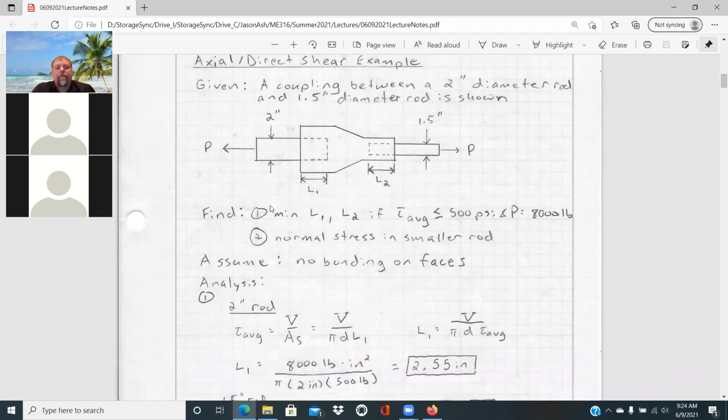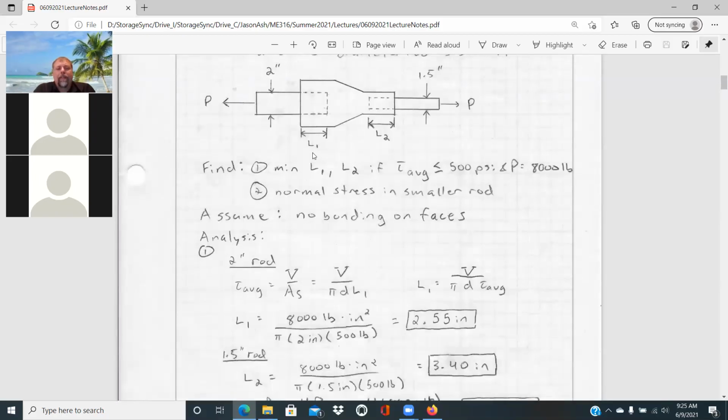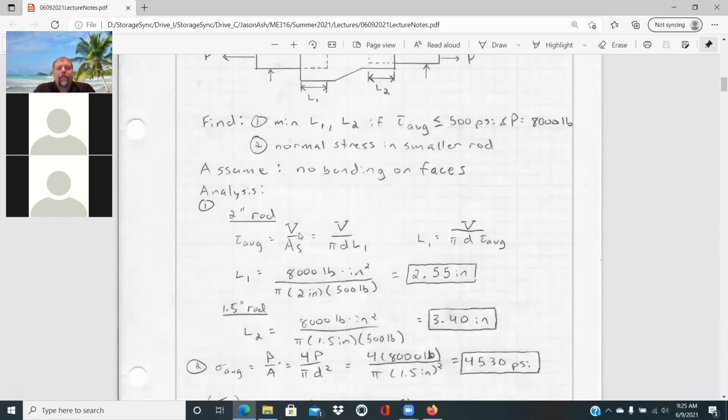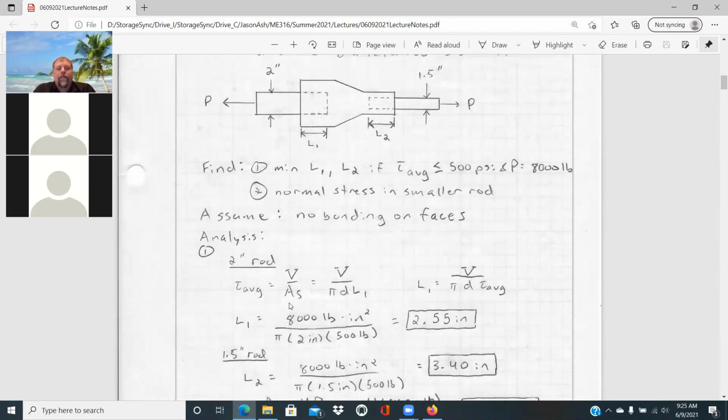And so going through, again, this is kind of what I'm expecting on homework: given, draw a diagram, find, what are you finding, and then analysis. You may have some assumptions that are needed. In this case, we're assuming that there's no bonding on the circular faces. And so these are circular tubes going into this connection, but there's no bonding on those circular faces, just along the circumference. And so analysis for that 2-inch rod, the average shear stress would be equal to the shear force over the shear area.